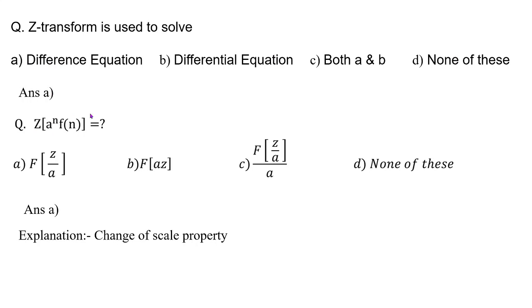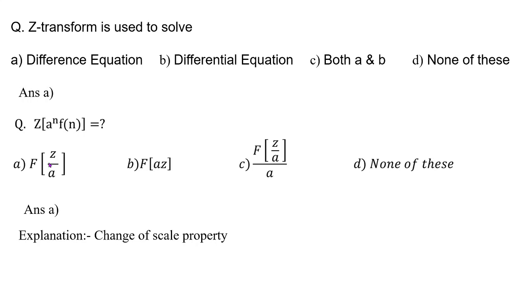Now next question is, what is the Z transform of a raised to n into f of n? So if you recall the properties of Z transform, one of the properties is the change of scale property. According to the change of scale property, we find the Z transform of f of n, that is F of z, and after getting F of z, we just replace that z by z upon a, right? So that's why this is nothing but the change of scale property. So we need to write the correct option, that is option number A. So option A is the correct one.